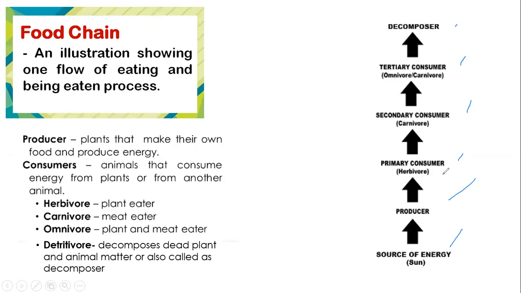Be reminded that the primary consumer must always be a herbivore. Then the secondary consumer must be a carnivore. Then the tertiary consumer must be an omnivore or carnivore. Afterwards you have the decomposer. So why is it that the arrow is pointing from the source of energy towards the decomposer? It shows that the energy from the sun is being given to the producer.